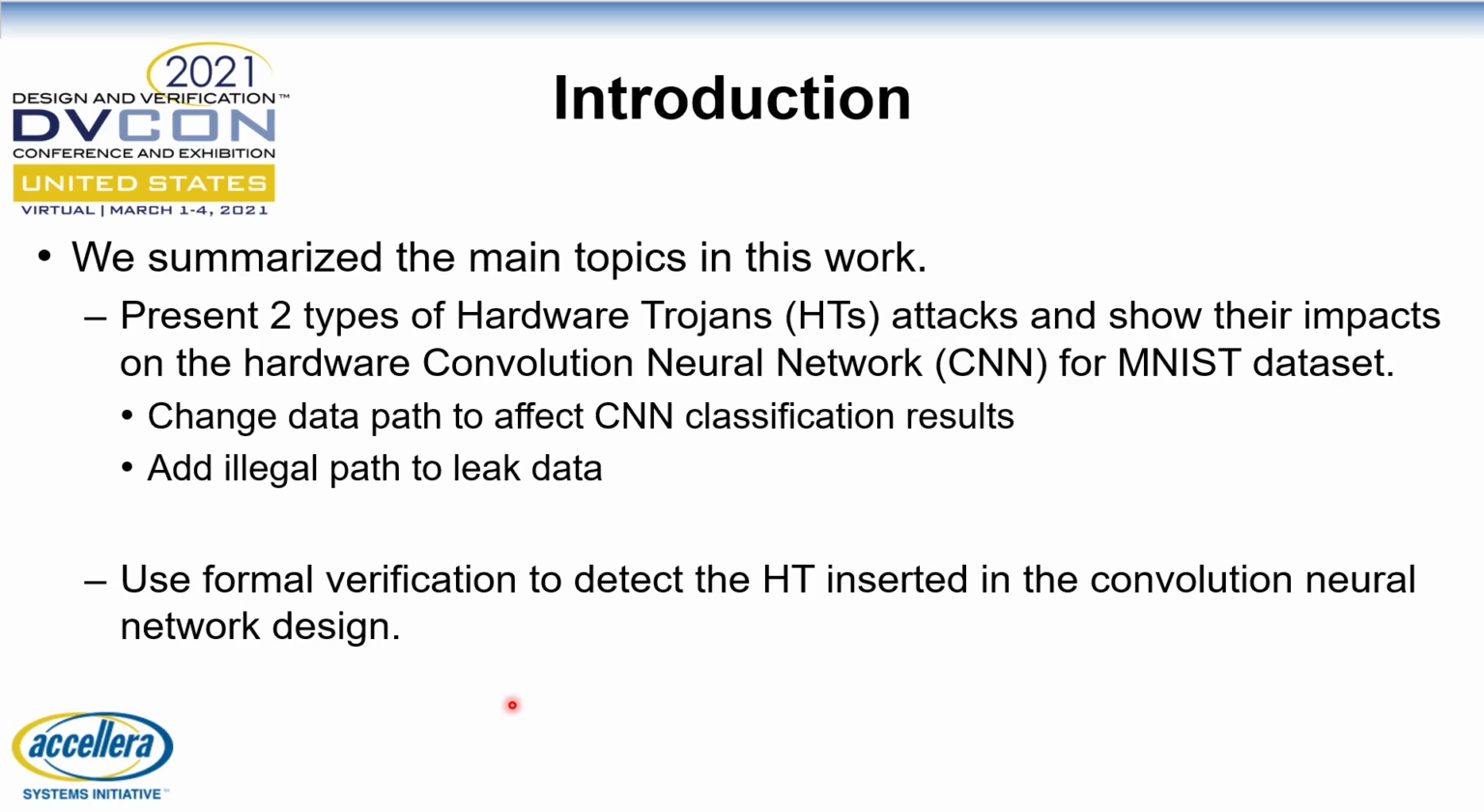For our Trojan design, they can be divided into two categories in this work, according to their targets. We can decrease convolutional neural network classification accuracy by changing data paths, and leak confidential data, such as well-trained weight and bias, by adding a single illegal path.